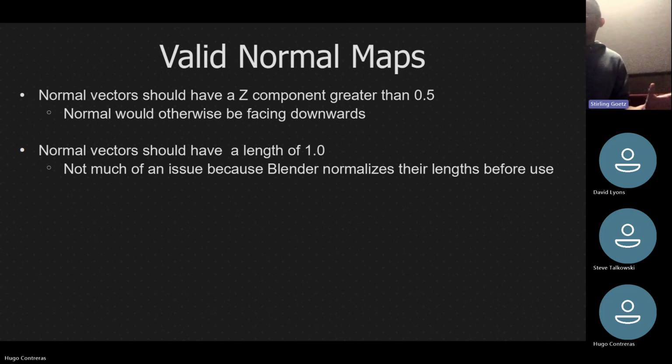In order for a normal map to be valid, the normal vectors should have a z component, the blue component, which is greater than 1/2, because this means that the z component of the normal vector is positive, essentially pointing outwards from the surface that is being shaded. Anything less than that would otherwise be facing into the object, and that is, of course, problematic. And normal vectors should theoretically have a length of 1. In practice, Blender normalizes their length after you pass them into the shader, so it's really not that big of a deal.